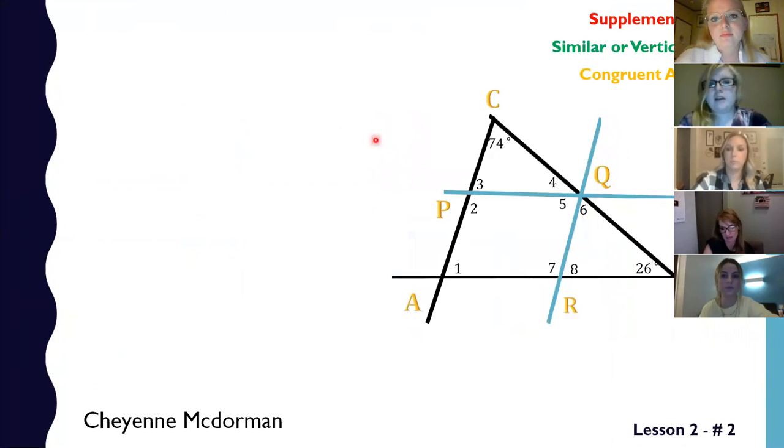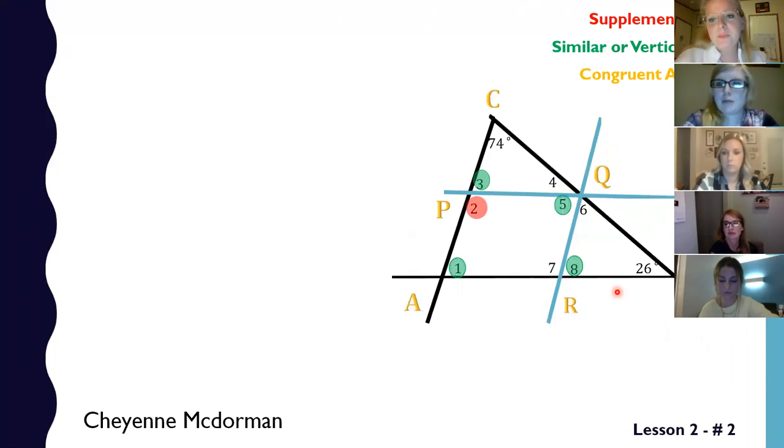All right, so as Amanda said, supplementary, similar angles, and congruent angles is what we're going to be talking about in this problem. We're going to be looking at this figure. The similar angles are going to come up as green, my supplementary angles are going to come up as red, and then we have our congruent angles, which are going to come out as orange.